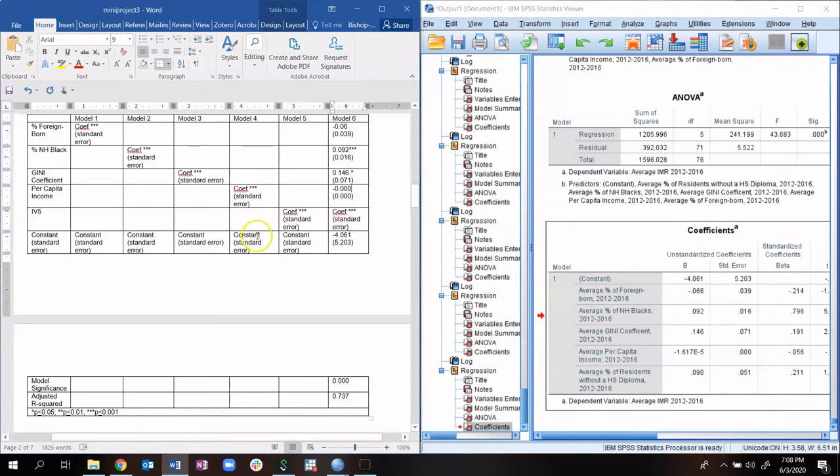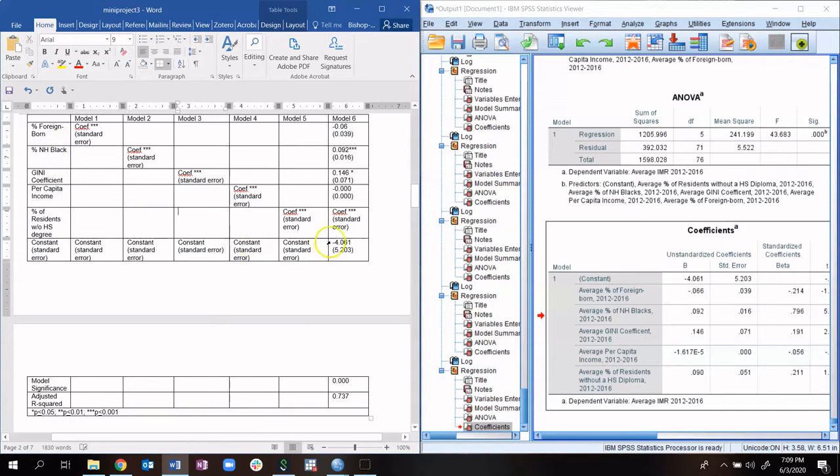Okay, and then IV5, which is percent of residents without a high school degree. The coefficient for this is 0.09.